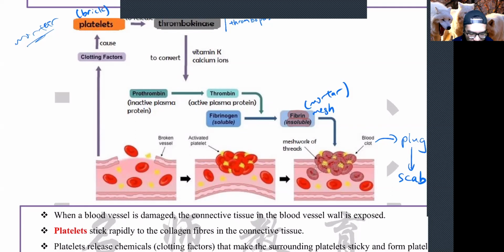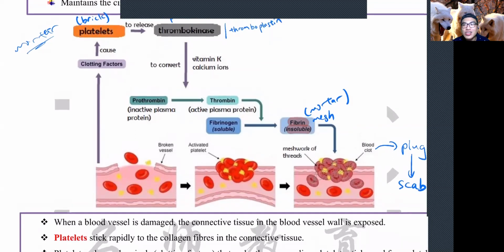Yes, bricks. Okay, so now you have a bleeding, you have a breach in your wall. So what do you need? You need bricks, which is a platelet, and then we need mortar, which is a cement to hold them together. So how do you activate cement? You start from thromboplastin or thrombokinase. This thromboplastin or thrombokinase will convert prothrombin to thrombin, and then thrombin will convert fibrinogen to fibrin.